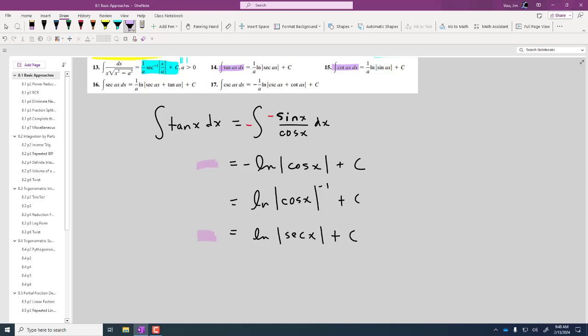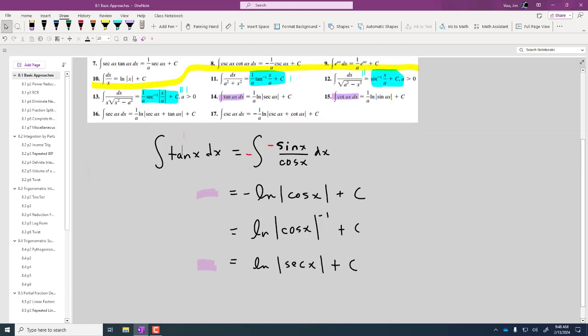And, of course, the ax, that's just a reverse chain rule. If this happens to be a 2x, like we've done a lot in Unit 1, we just divide by 2, right? We divide by the derivative of the substitution. And similarly for cotangent. So these two, also not too crazy.